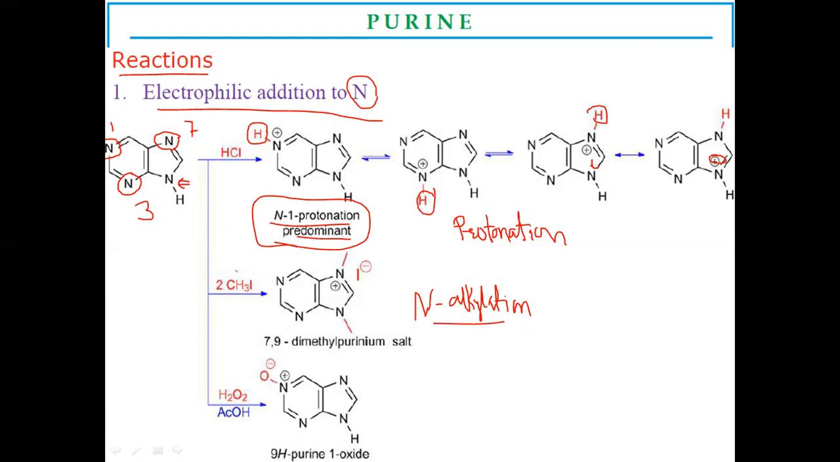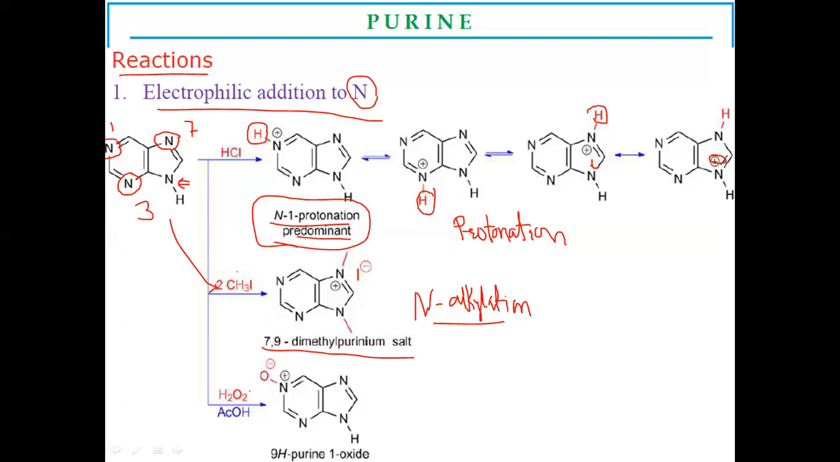Here for N-alkylation, the alkyl substitution occurs on the imidazole ring system, the 5-membered ring system, to make the 7,9-dimethylpurinium salt. Purine reacts with 2 molecules of methyl iodide, and 7,9-dimethylpurinium iodide is formed.